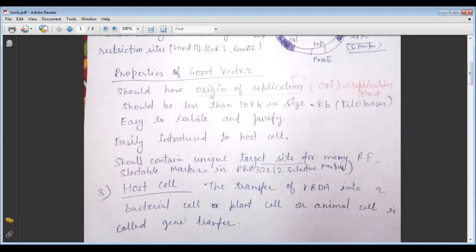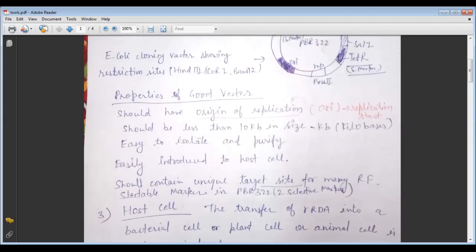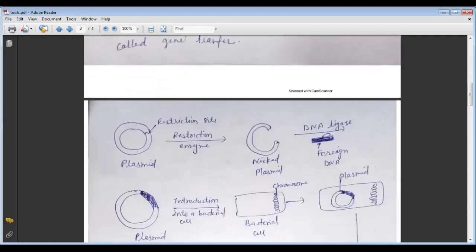Kb means kilobases, and it should be easy to isolate and purify, then easily introduced to the host cell, and it should contain unique target sites, or we can say these are the cloning sites for many restriction enzymes. And then the selectable marker is also very important in the pBR322. So here two selective markers are present in the pBR322.